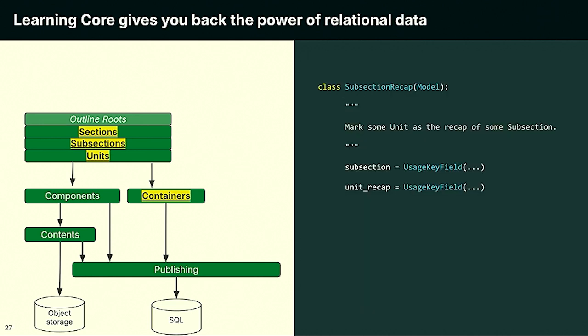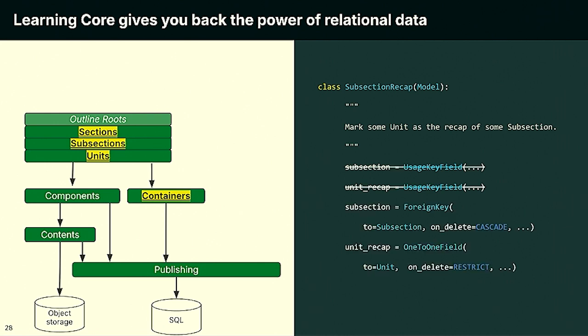And so if you were, for example, writing a plugin that added the idea of a recap of a subsection, which could be a unit somewhere, and you wanted to make a data model for that, in the old world, these would have to be usage keys that just pointed to arbitrary XBlocks. And if you had a subsection recap where one of the usage keys pointed to, I don't know, a problem and the other pointed to the course itself, you'd have a corrupt data model, and you'd have to have validation or fallback behavior to handle that. Whereas in the new world, you just make them foreign keys to subsection and unit, and you can use all the advantages of the Django ORM there.